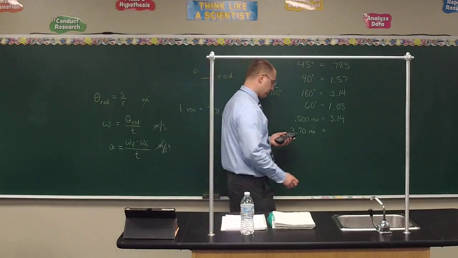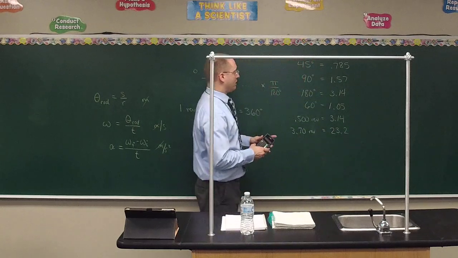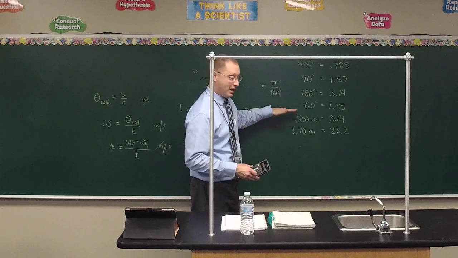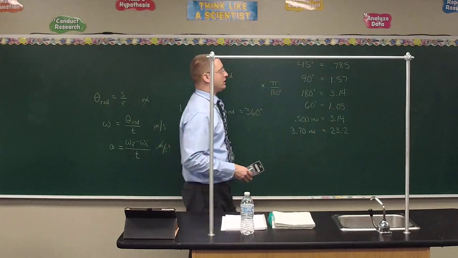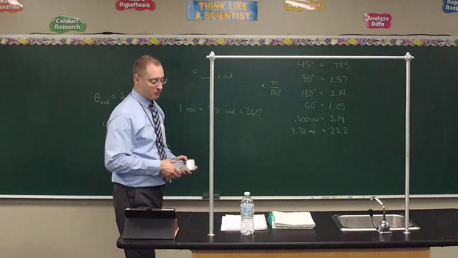So we take 3.7 times 2 times pi, and what do we get for the 3.70 revolutions, Audrey? 23.2. Notice degrees, use the degree symbol. Revolutions, just use rev. The others use absolutely nothing. Or if you wanted to put rad every time, you could. I'm lazy, I don't want to.